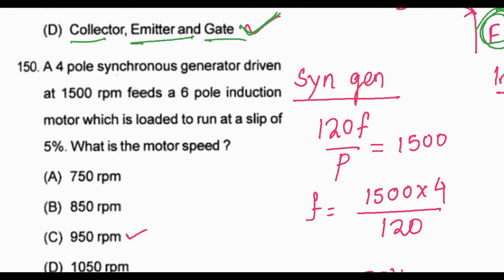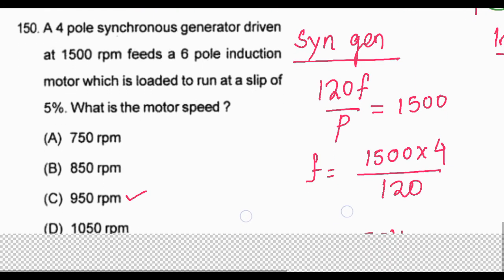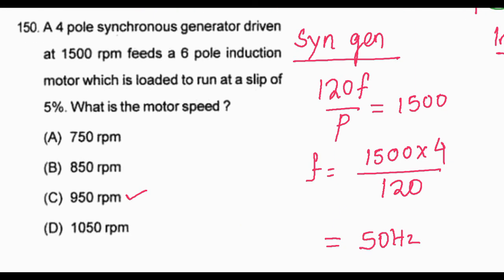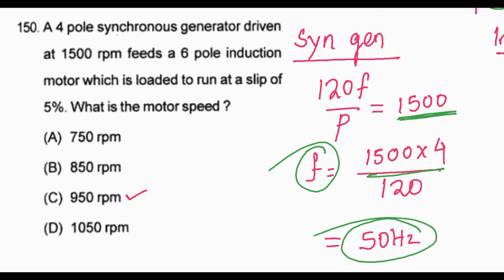A 4-pole synchronous generator driven at 1500 rpm feeds a 6-pole induction motor which is loaded to run at a slip of 5%. What is the motor speed? For the synchronous generator, the speed is given, and we have to find the frequency. F is equal to Ns, the synchronous speed, into P, number of poles, by 120. So we get 50 hertz frequency. 50 is the output frequency of the synchronous generator which is feeding the induction motor.